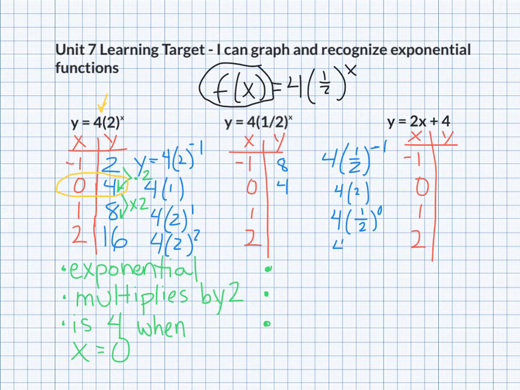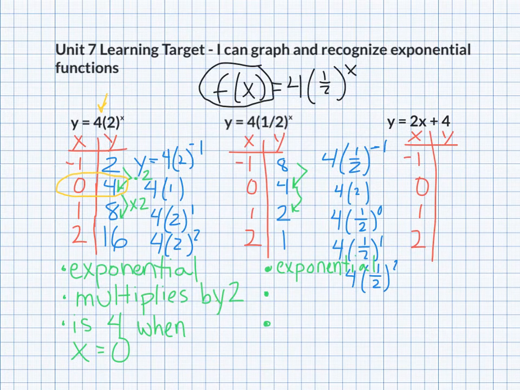Next one, 4 times 1/2 to the first. Well, what's half of 4? 2. 4 times a half to the second. Again, you can plug that into your calculator, and I'll show you how in class. But that's going to be 4 times a fourth. That's 1. What is this pattern doing? What do you see it's doing every single time? Can you put that in words? This is also exponential. What do you see the pattern is doing? What's important information about this pattern?